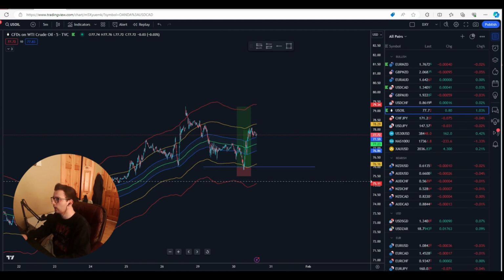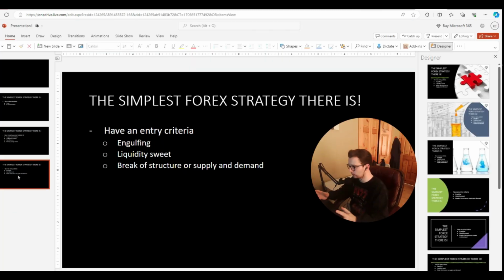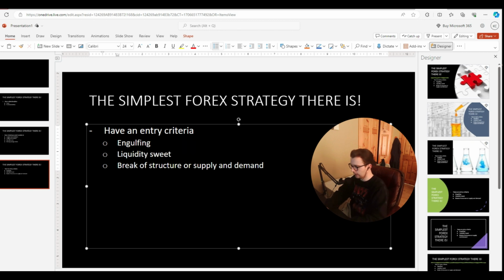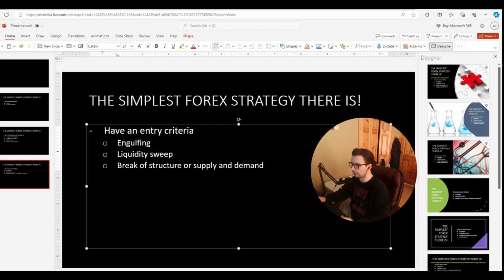And then finally, you want a reason to actually get long. You need an entry criteria. So for a lot of people, this could look like an engulfing candle. This could look like a liquidity sweep, and then it closes higher. If you know what a liquidity sweep is, then you know it sweeps a zone and then it closes bullish. That could be an entry criteria.